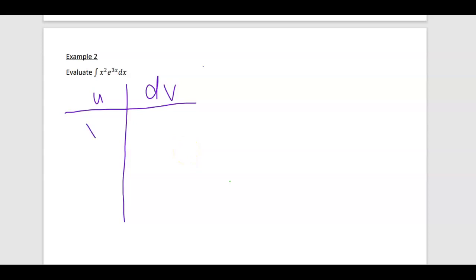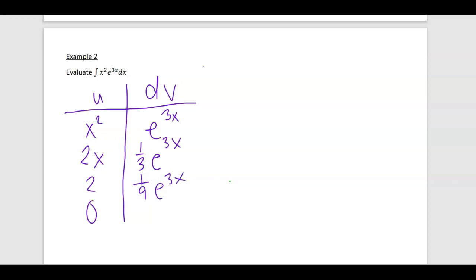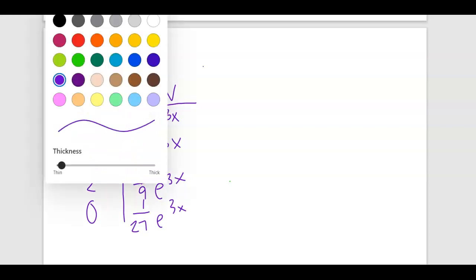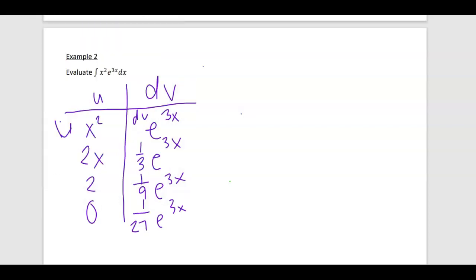So I'm going to use u equals x squared, 2x, 2, and then 0. Okay, that's what I mean by until it runs out. E to the 3x, then we take the antiderivative over here. Okay, so these are all of my v's. Now this is your first u and this is your first dv. So in order to do the u times v, you do need to go on the diagonal. So that's your first u times v.